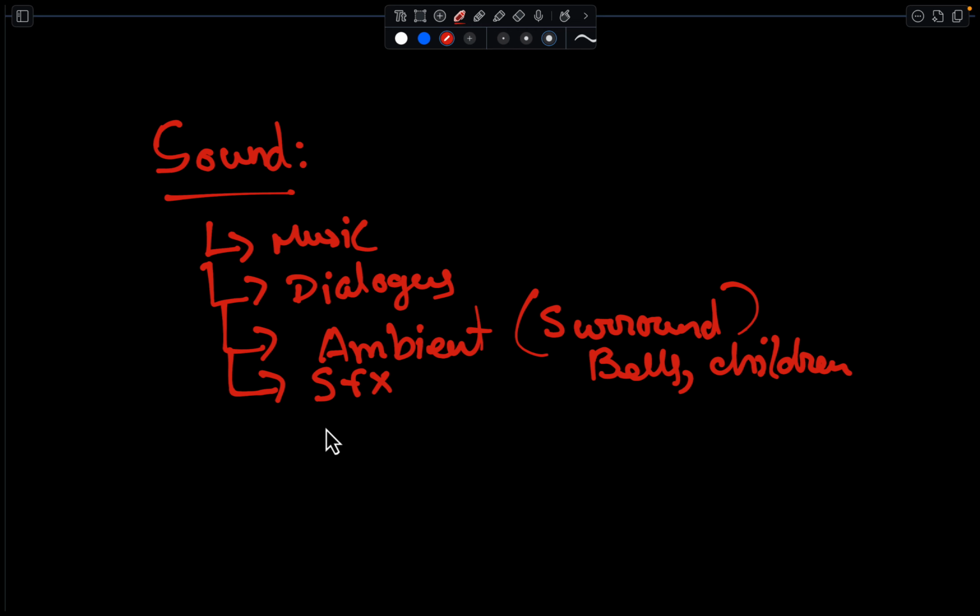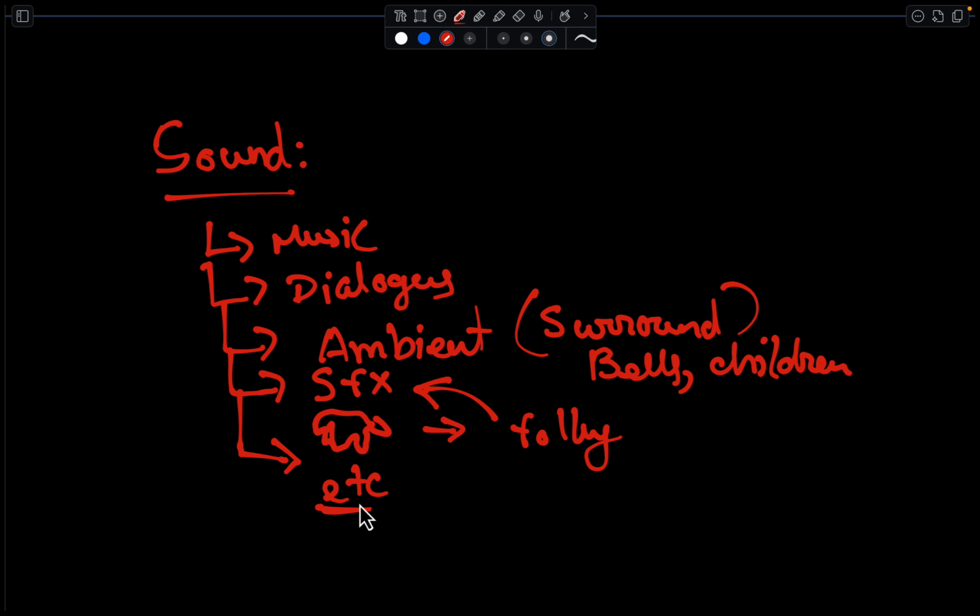Say for example, a person is riding a horse. Then what happens? You hear the sound of the horse. That is created in SFX, right? Generally we call them Foley artists. So sound has multiple areas in which it's expressed, like music, dialogues, ambient sound, SFX, and so many other regions.